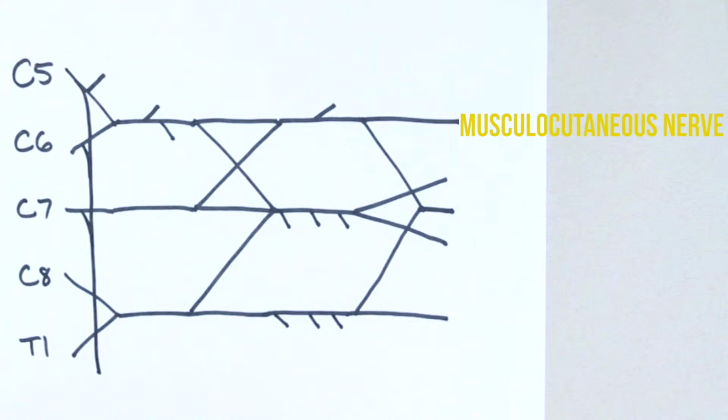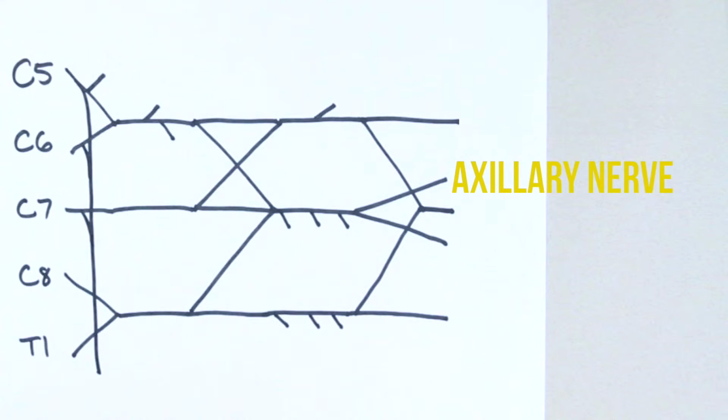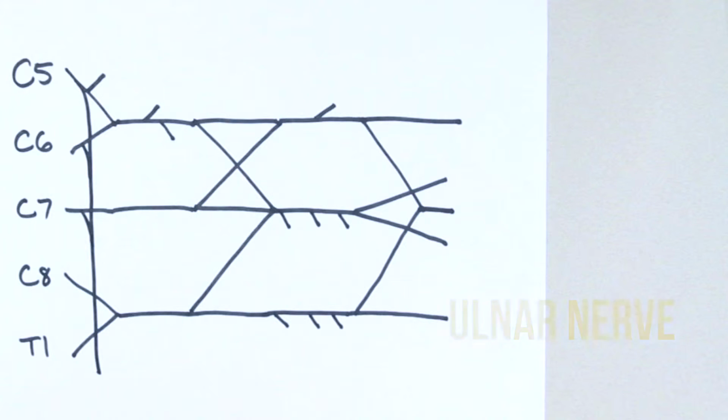The musculocutaneous nerve innervates the anterior compartment of the upper arm, all of those muscles. The median nerve innervates the lateral half of the anterior forearm and the thenar eminence of the hand. The axillary nerve innervates the deltoid muscle and the teres minor muscle. The ulnar nerve innervates the medial half of the forearm and the rest of the hand.